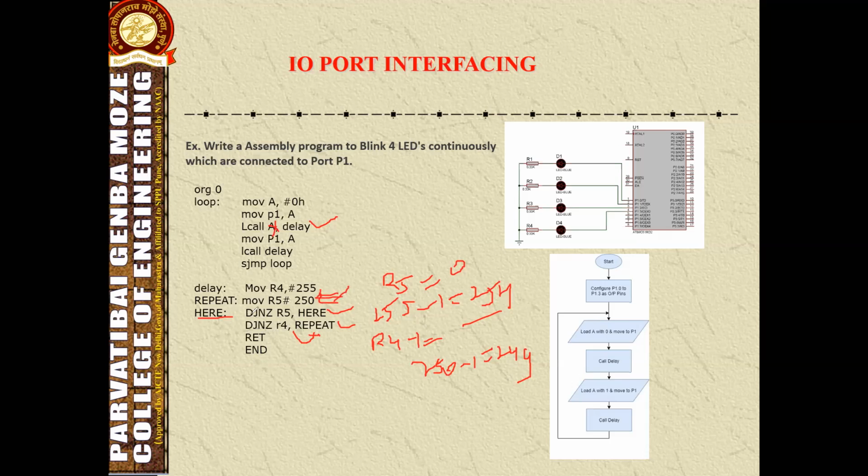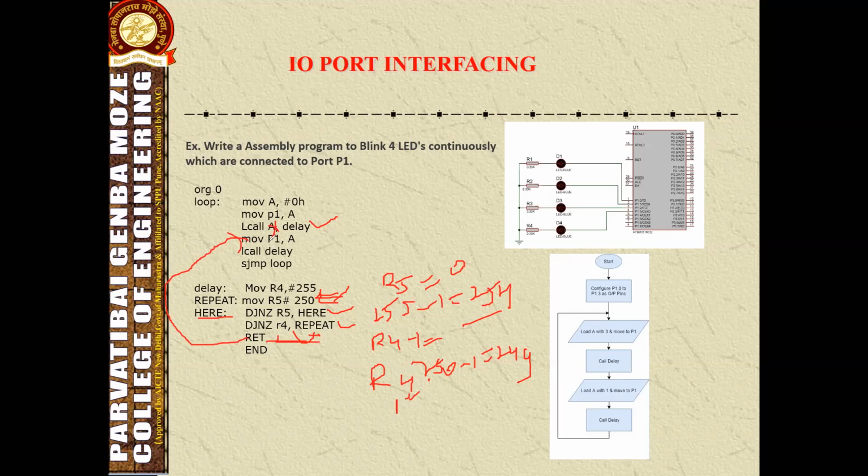In this loop it will come, and the same operation will be performed here. It is wasting time here. So after some time all the values will become 0. R4 and R5 will become 0. Then it will execute the next instruction, return. So after executing that instruction it will come here.